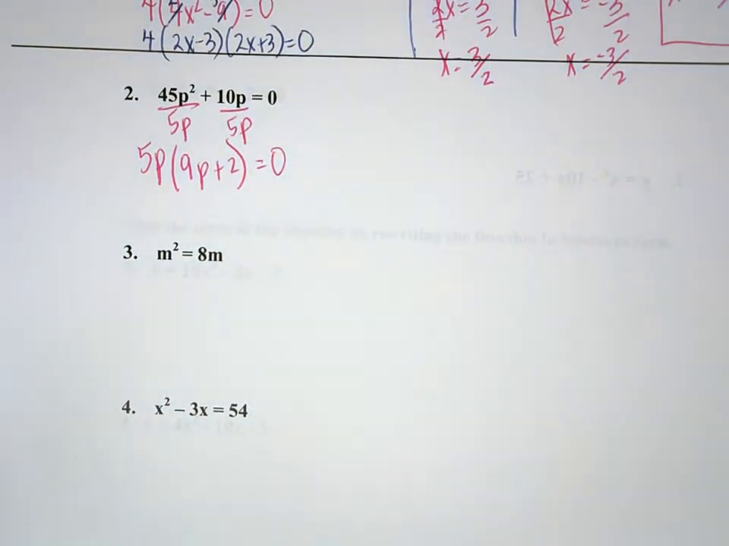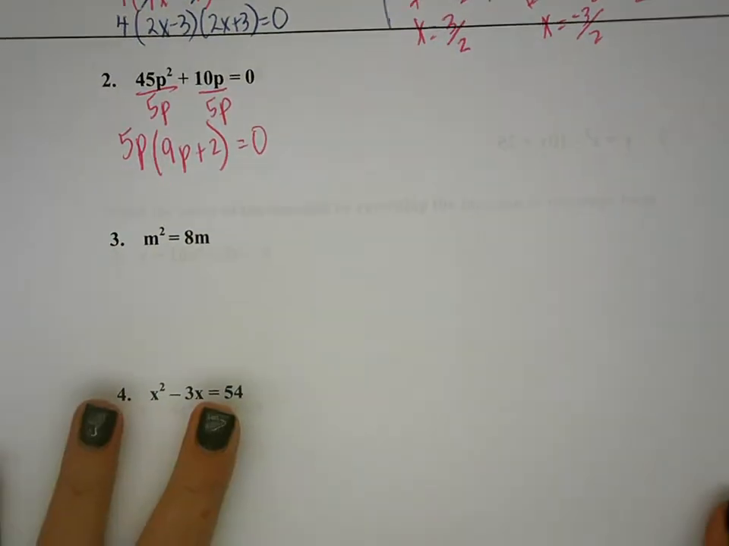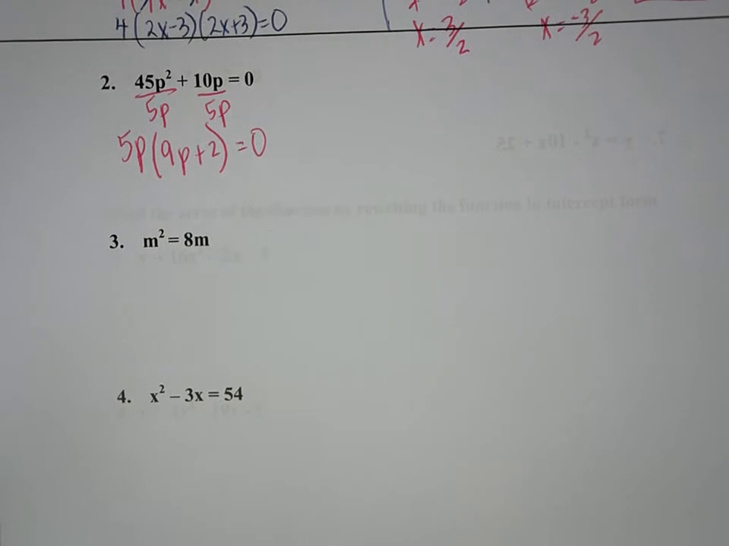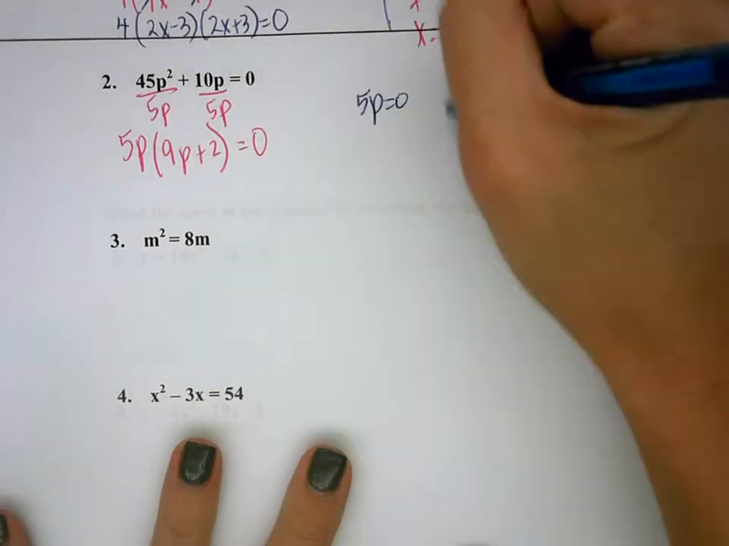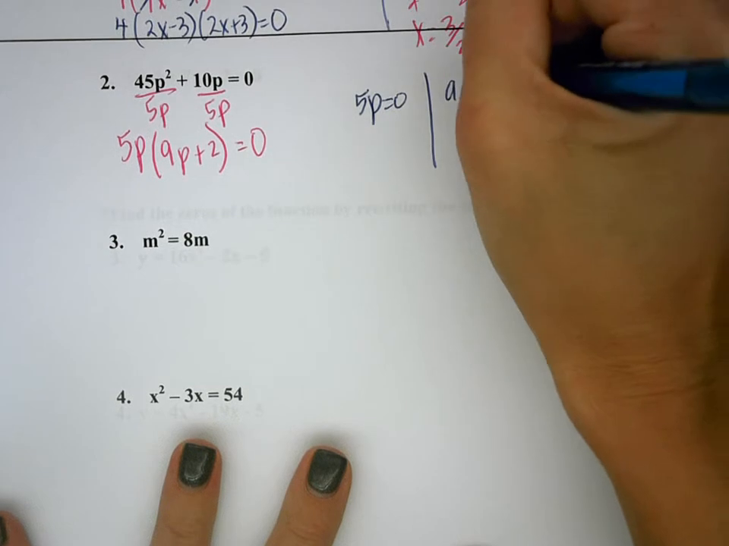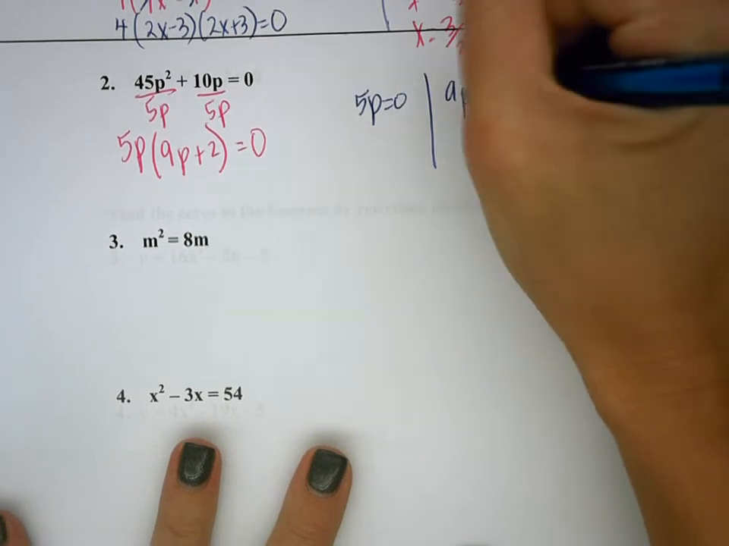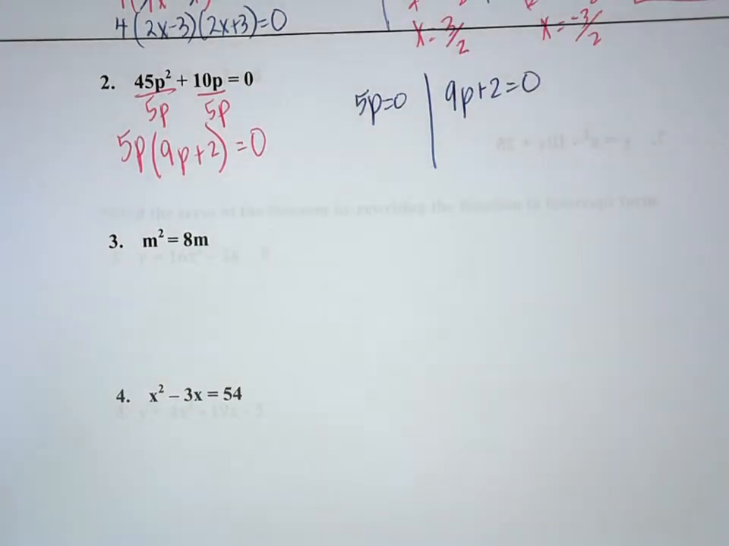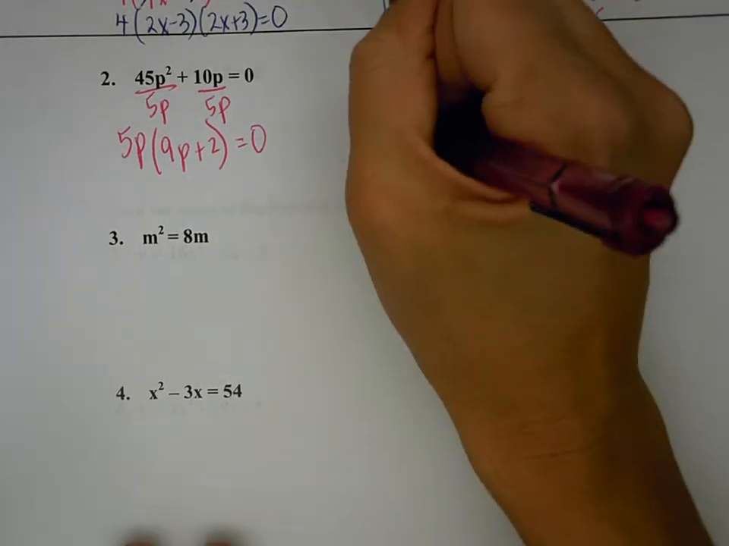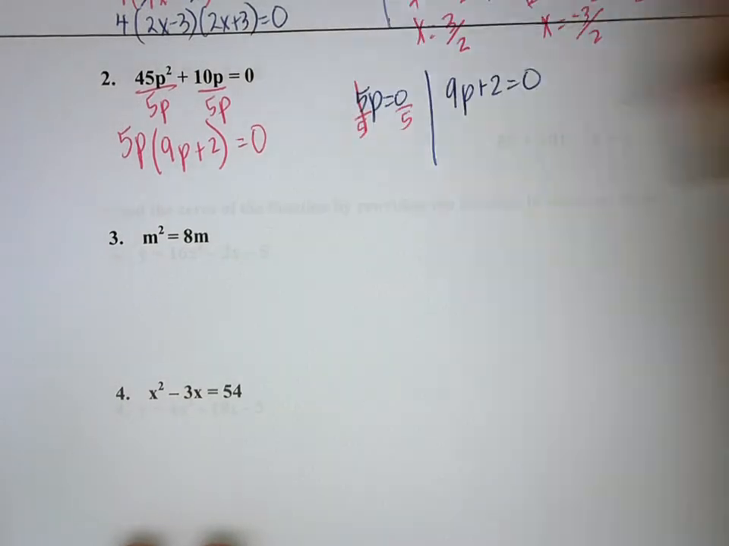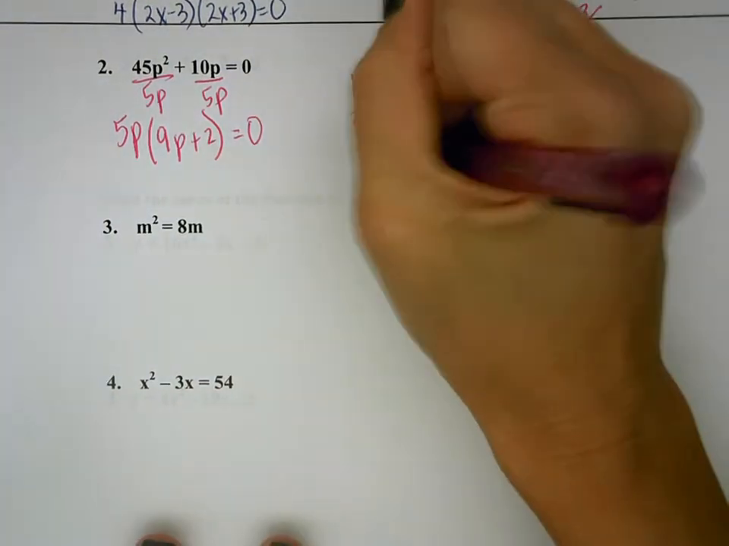Can I factor that any further? No. So this is where we set each of our factors equal to 0. We have 5p equals 0 and 9p plus 2 equals 0. 5p equals 0. What would I do to this problem? Very good. We would divide by 5. And what is 0 divided by anything? 0. So p equals 0.